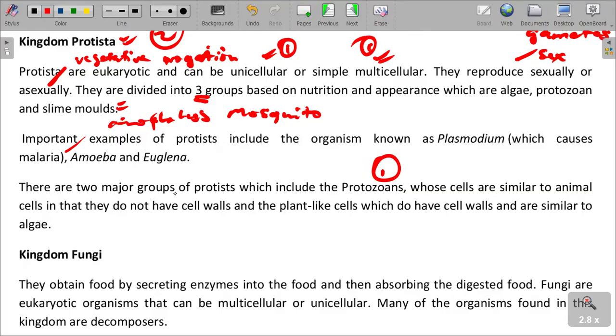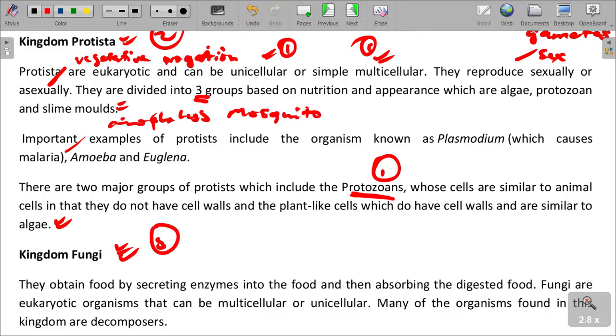To algae. So now, if you look at that, what you need to understand is that we are saying these are two main groups of what? Of the protists, which are supposed to be taken note of in regards to this classification or this kingdom that we are looking at.